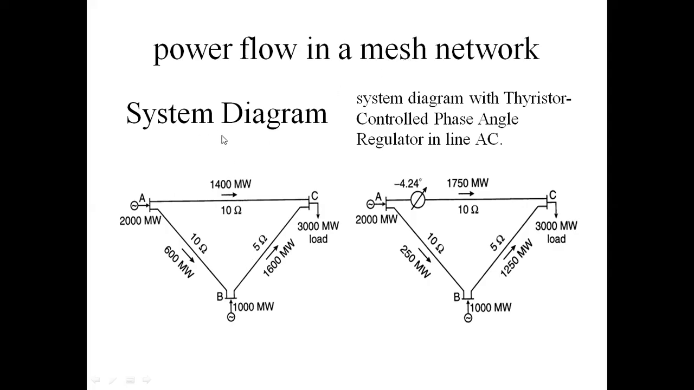This is the normal system diagram without a controller. This is the system diagram with the thyristor controlled phase angle regulator. When decreasing the phase angle, the power flow capacity in the transmission line increases. In total, the mesh system has 3 control schemes. One is adding capacitance, the second is adding inductance, and the third is phase angle control.